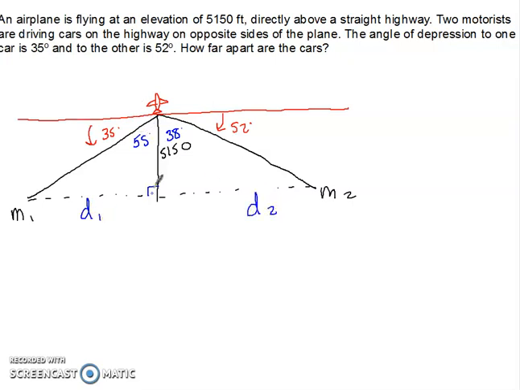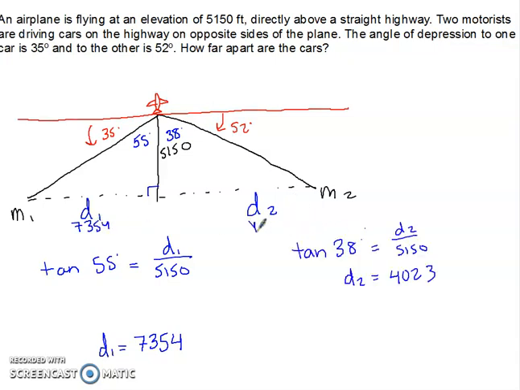Given the angle, I have the adjacent side. I want the opposite side, so I will use tangent. I find my first distance is 7,354, and for my second distance I will also use tangent, and I get 4,023. So the total distance between these two cars then is 11,377 miles.